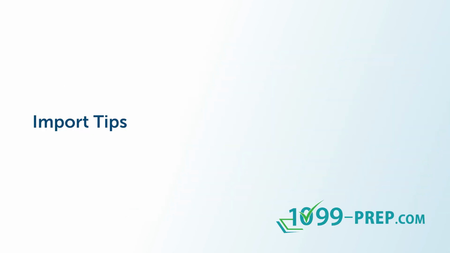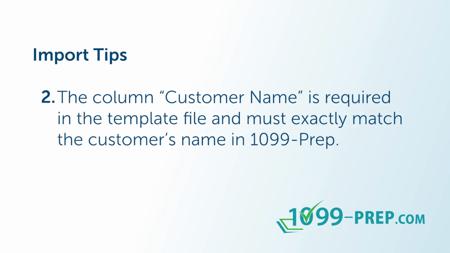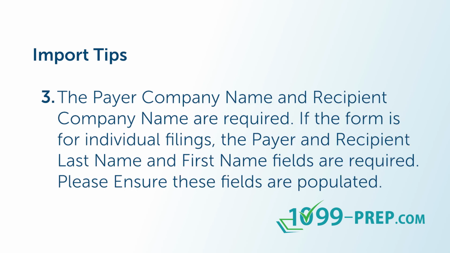Import tips. Now here are some tips that will help with the import process. If you can't see notes on red shaded cells while resolving failures in a template file, ensure Protected View is not enabled in Microsoft Excel. Click Enable Editing to view notes. The column customer name is required in the template file and must exactly match the customer's name in 1099 Prep. The payer company name and recipient company name are required. If the form is for individual filings, the payer and recipient last name and first name fields are required. Please ensure these fields are populated.